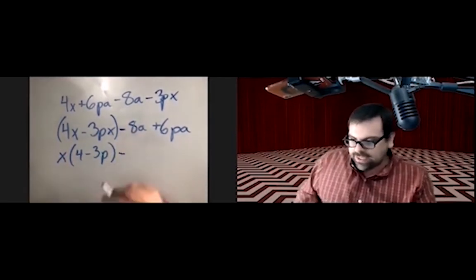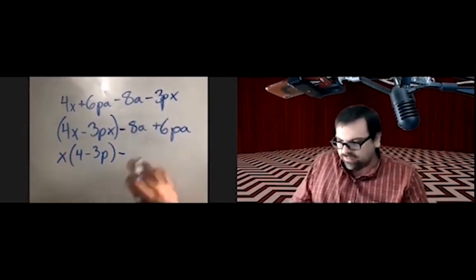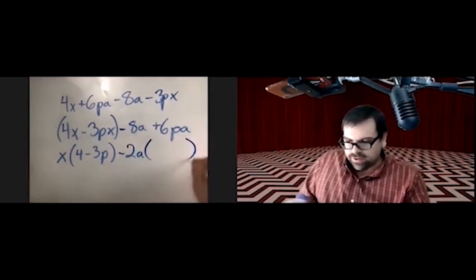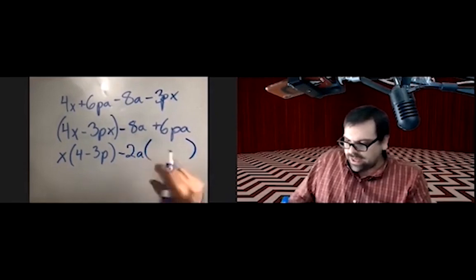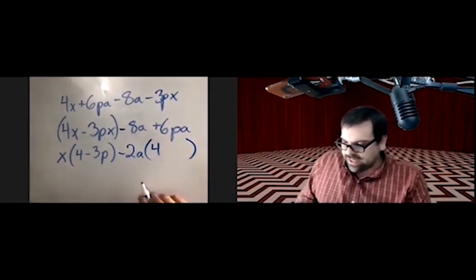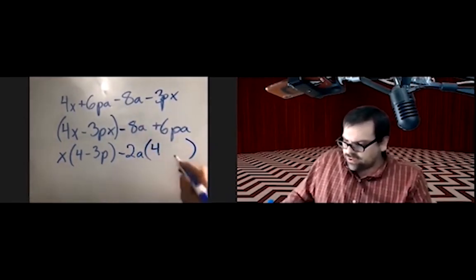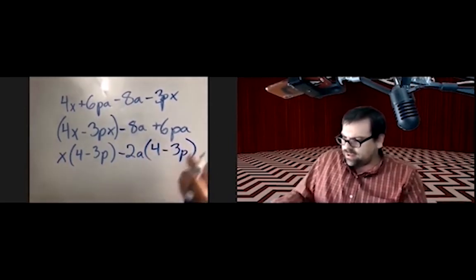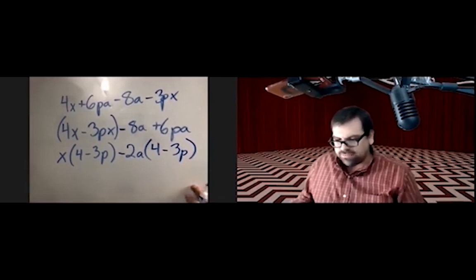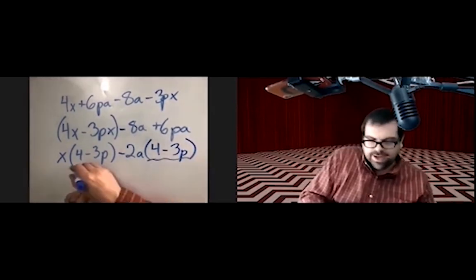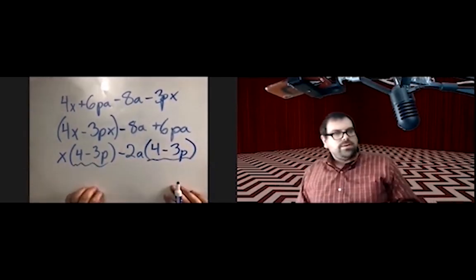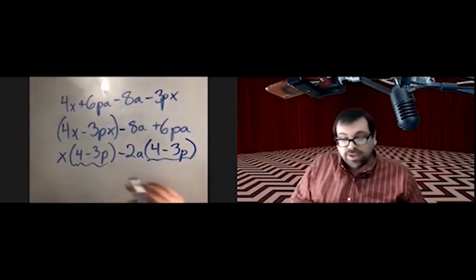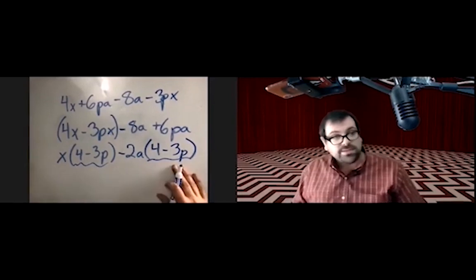Here, minus, taking out a negative. Negative what? I can take out a 2. I can take out an a. Negative 2a times positive 4 is negative 8a. Negative 2a times negative 3p is positive 6pa. Boom, we got it. Took a bunch of rearranging, but we finally got one where when we do the grouping, we get the same leftover piece.